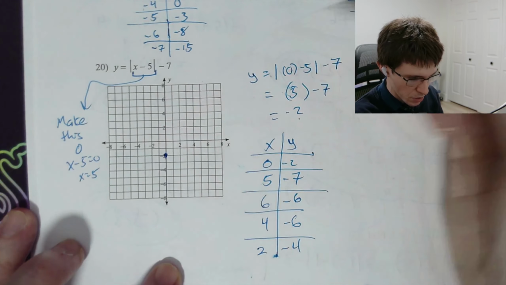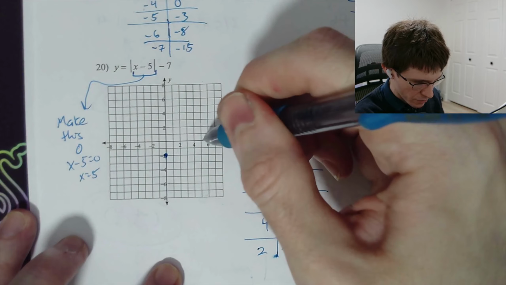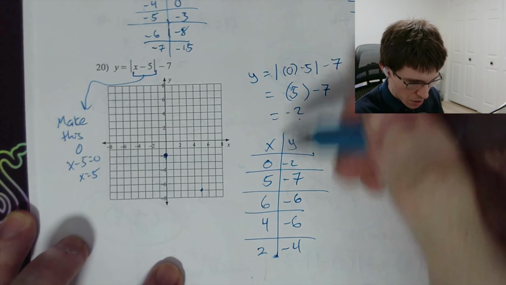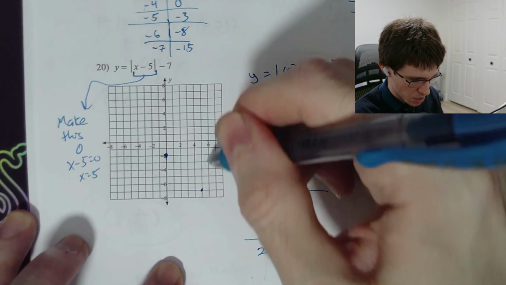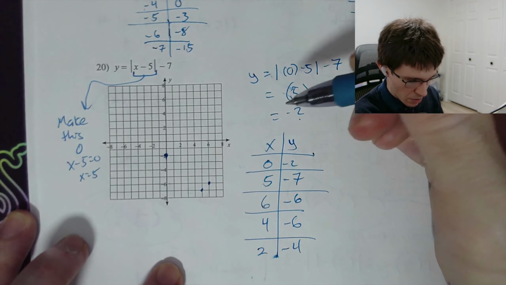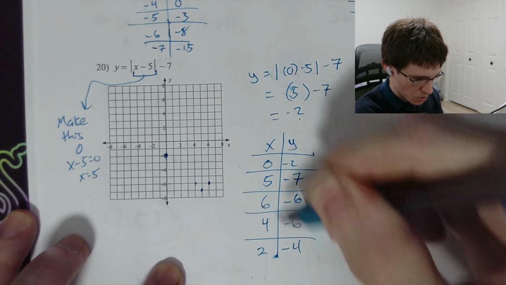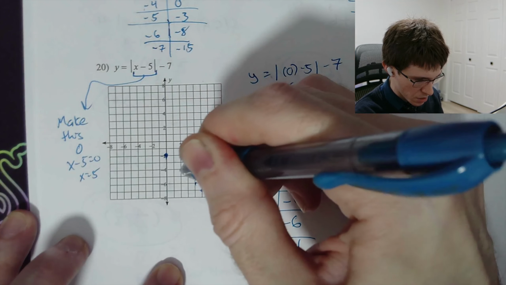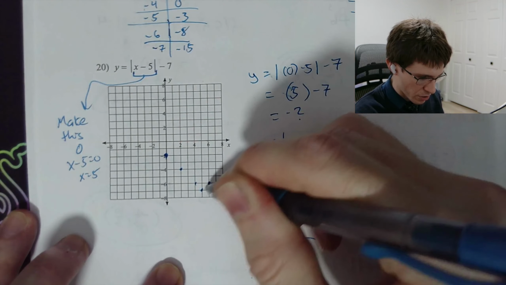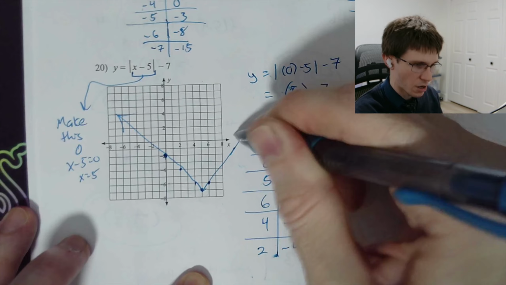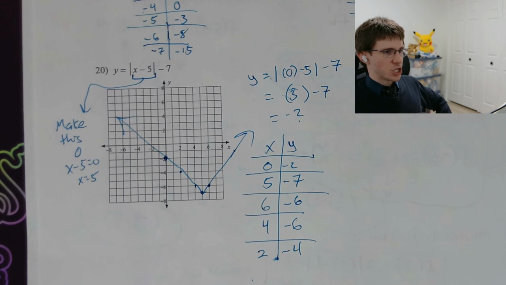0, -2 down here. We have our 5, -7 down over here. We have our 6, -6. 6, -6 is right there. We have 4, -6. That's right here. And we have a 2, -4 is right here. And if you draw your graph correctly here, you end up with this V shape. Looks like this. All your absolute values are going to have that V shape going on.